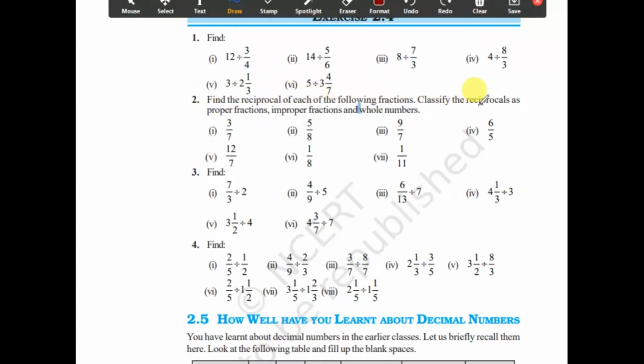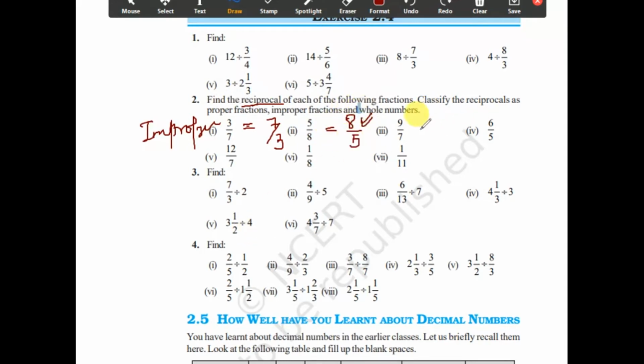Now moving to the second question, find the reciprocal of each of the following fractions. Classify the reciprocals as proper fraction, improper fraction and whole number. Reciprocal is very easy, it means you just have to change the numerator and denominator. 3 by 7 will be 7 by 3. Now you decide whether it is proper, improper or a whole number. Here you see the numerator is greater, so it is an improper fraction.